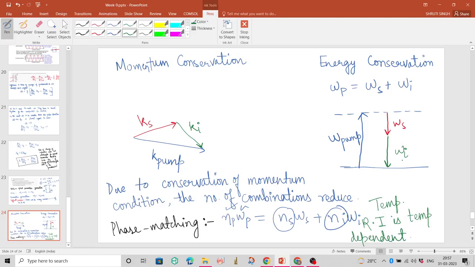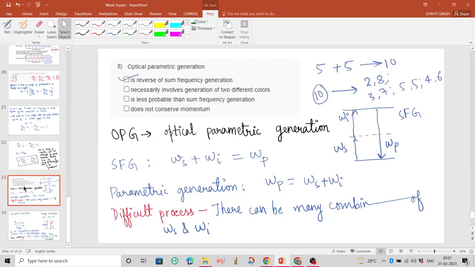You have to tune the temperature, and also angle tuning is there for phase matching. Angle tuning of the crystal is there. Now with angle tuning, we have to do the temperature tuning also here. So that's why this reverse process becomes a little bit difficult here.